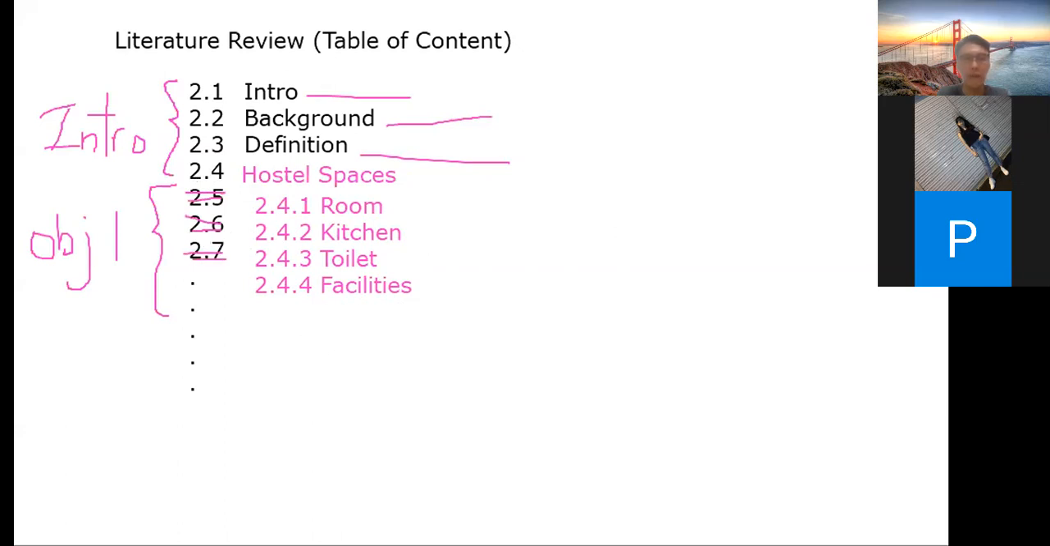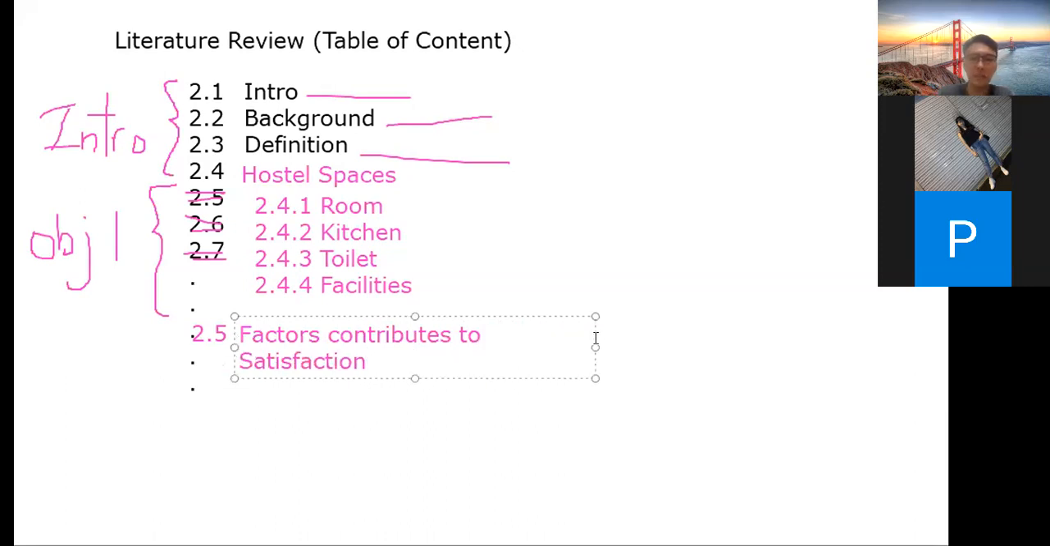Then followed by 2.5. Can you tell me, in our example just now, what I can put for 2.5? What I can put for? Yes, cleanliness, all those things, right? Good, correct. Cleanliness, all those things. So factors contribute to satisfaction.